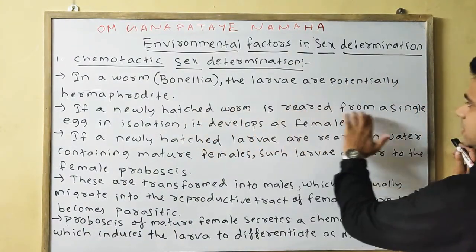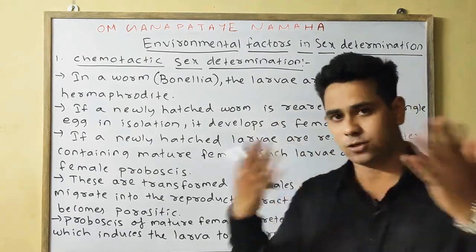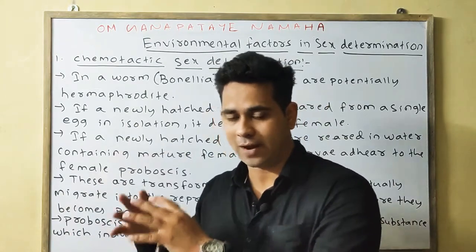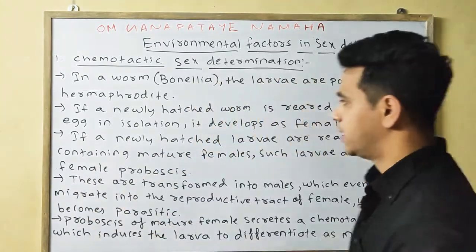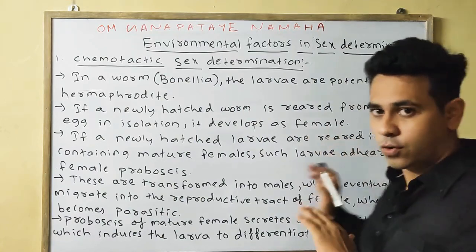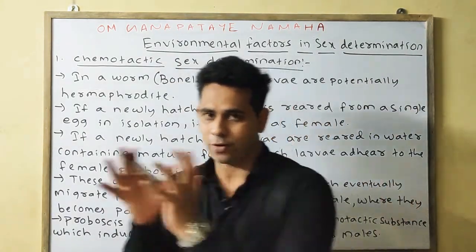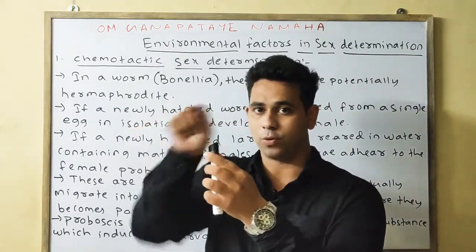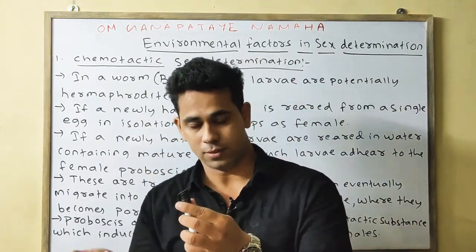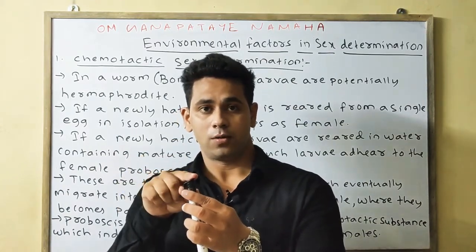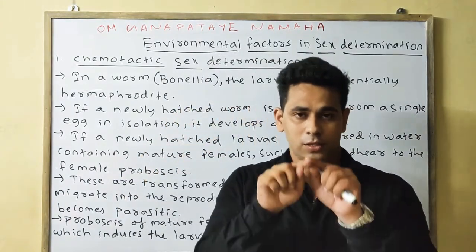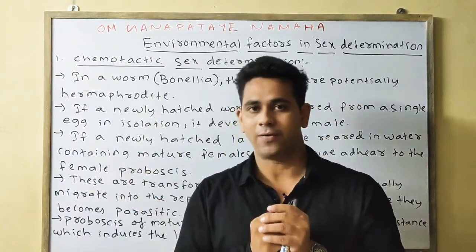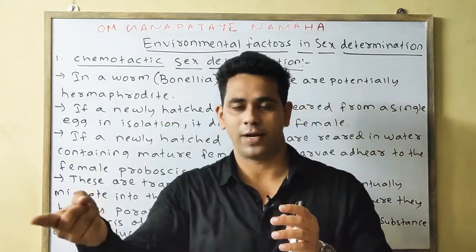If a newly hatched worm is reared from a single egg in isolation, as I said, if the larva develops in isolation, far from the mature female, then it will develop as a female. But if it attaches to the proboscis, then it will develop into a male, due to the chemotactic substance produced in the proboscis region, which attracts the larva and eventually changes it into a male.